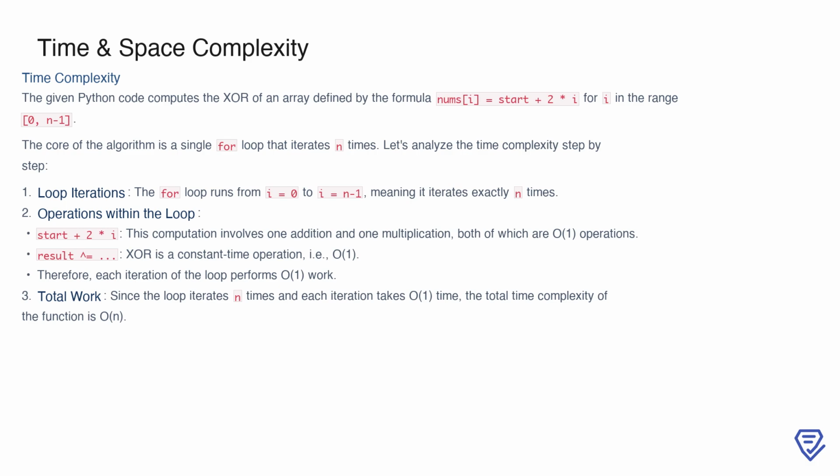First, the loop runs from i equals 0 to i equals n-1, resulting in n iterations. Within each iteration, several operations are performed: calculating start plus 2 * i, which involves one addition and one multiplication, and applying the XOR operation result ^=. Each of these operations has a constant time complexity, or O(1). Since the loop runs n times and each iteration takes O(1) time, we can conclude that the total time complexity of the function is O(n).